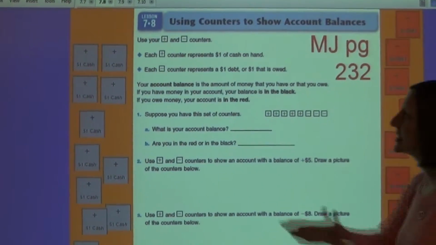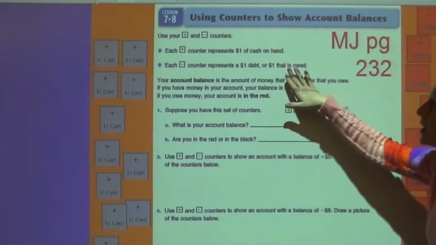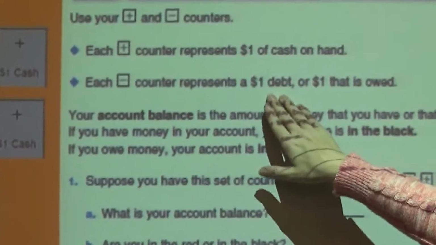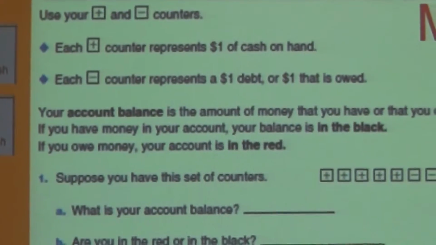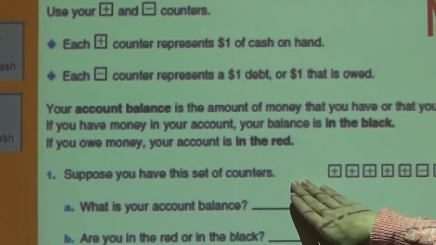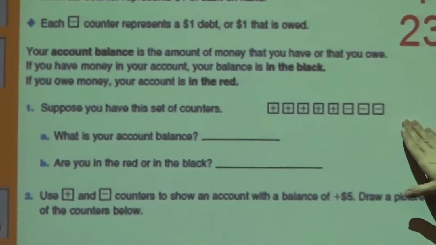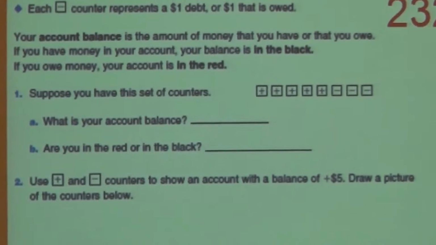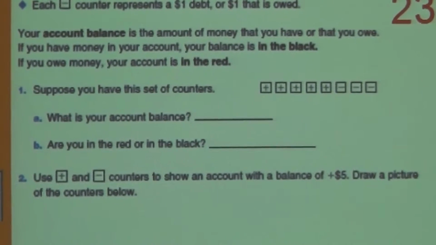It says that a positive counter represents $1 of cash on hand, so it's positive. The negative is $1 of debt, money that's owed. Okay, so we've got our positive and negatives. If we look at number 1, it says, suppose you have these counters. So we've got 5 positives and 3 negatives. They want to know what the account balance is.